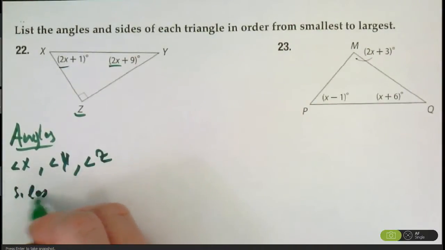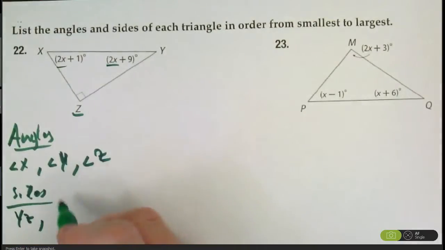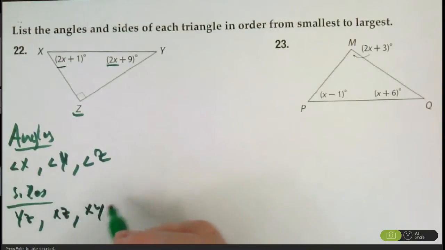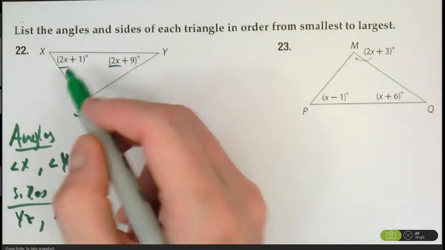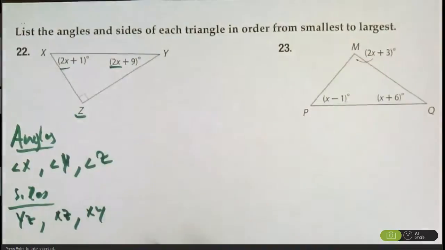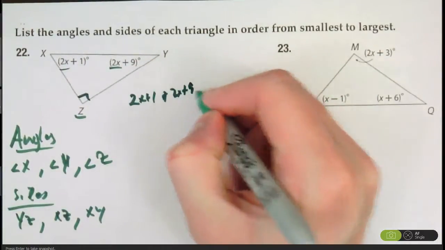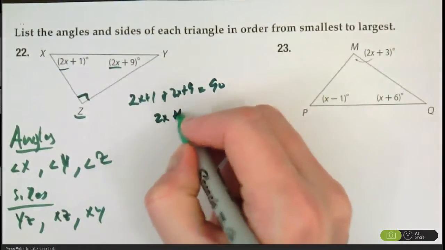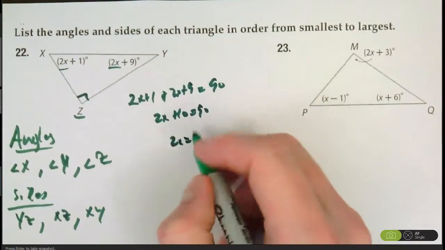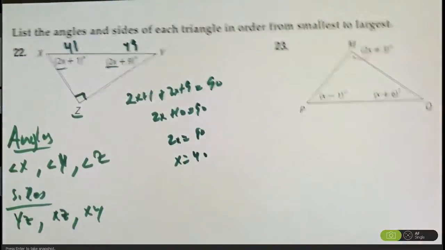Meaning for sides, the smallest side has to be YZ, then XZ, then XY. And I know you're saying to yourself, but oh gosh, this looks like the smallest one of all of them. But again, whatever x is, double it, add 1, double it, add 2, that guy's going to have to be bigger. Plus, we could actually solve for this if we wanted to, because I know this is 90, so 2x plus 1 plus 2x plus 9 has to equal 90 degrees. 2x plus 10 equals 90. 2x equals 80. x equals 40. So this guy here is 41, and this guy here is 49. They just haven't drawn it to scale.